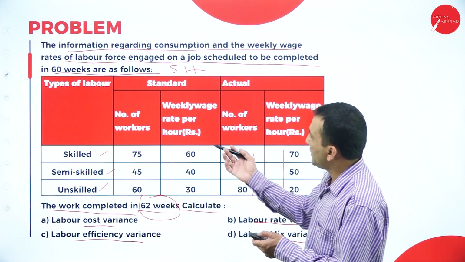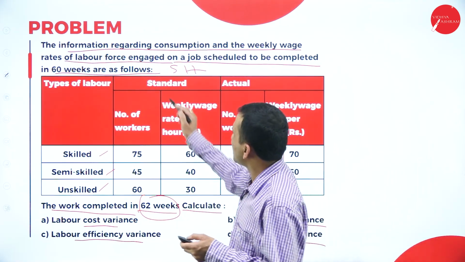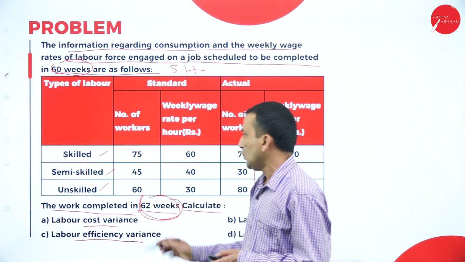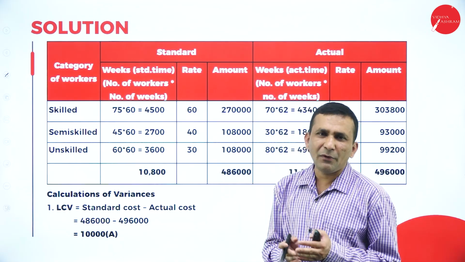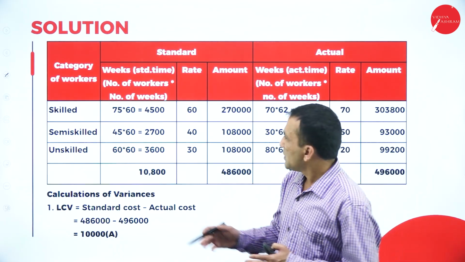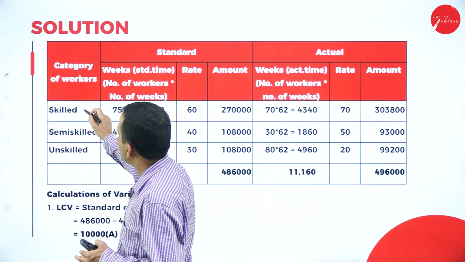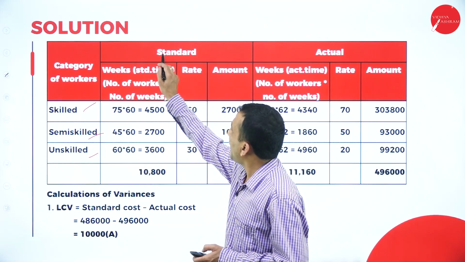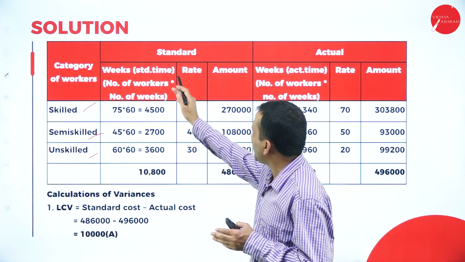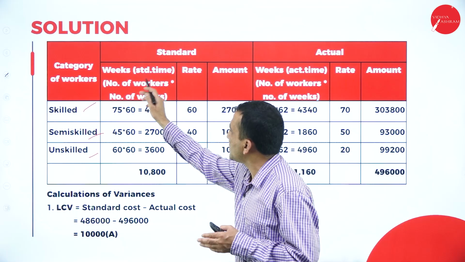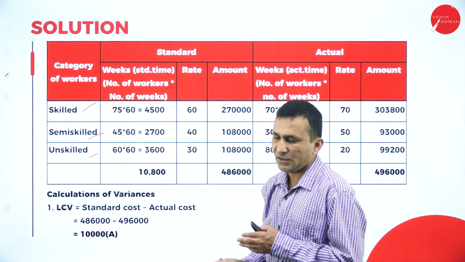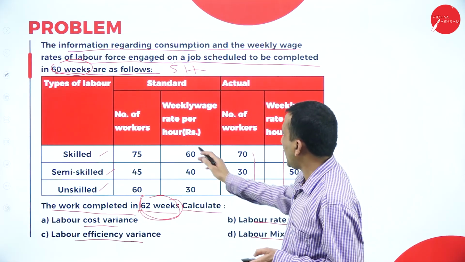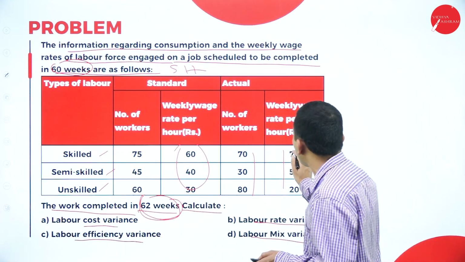So whatever the information, we need to remember the given standard week set by the management is 60, actual week is 62. With the help of the information, we need to construct the table. The category of workers I have specified here: skilled, semi-skilled, unskilled. First, under standard, we need to take three columns. One is for weeks, number of workers into number of weeks. The standard rate is given and the actual rate is given.